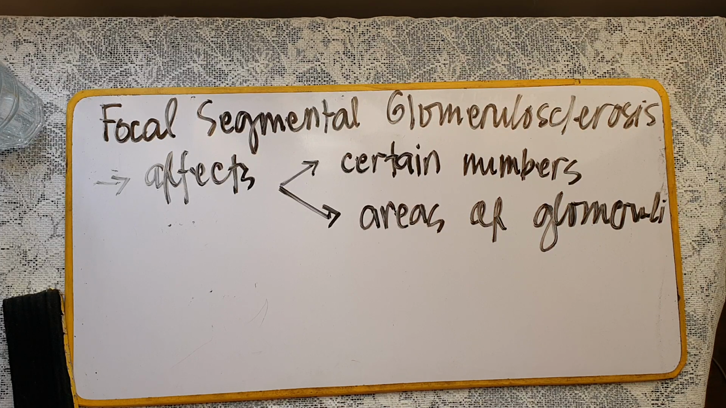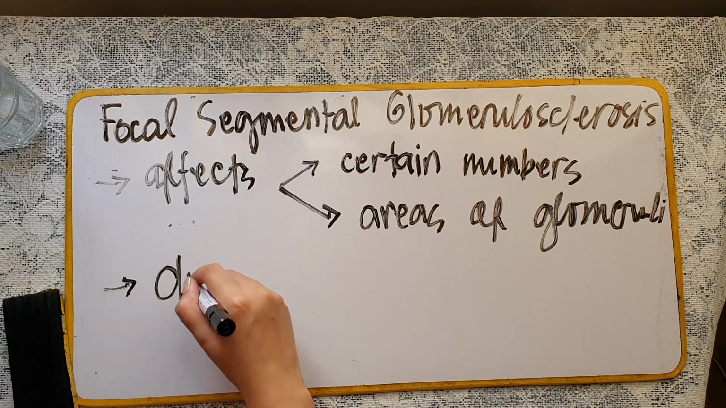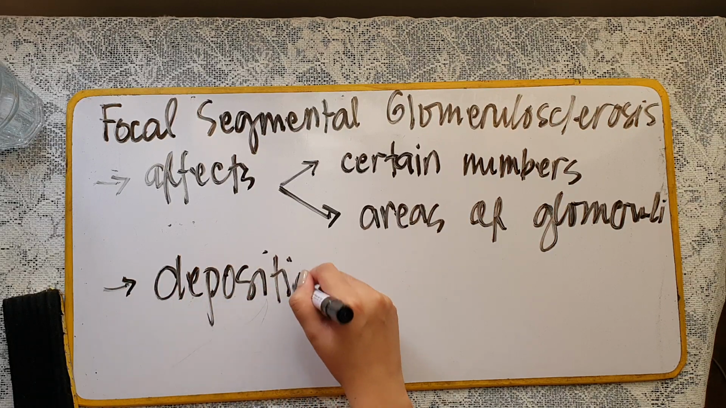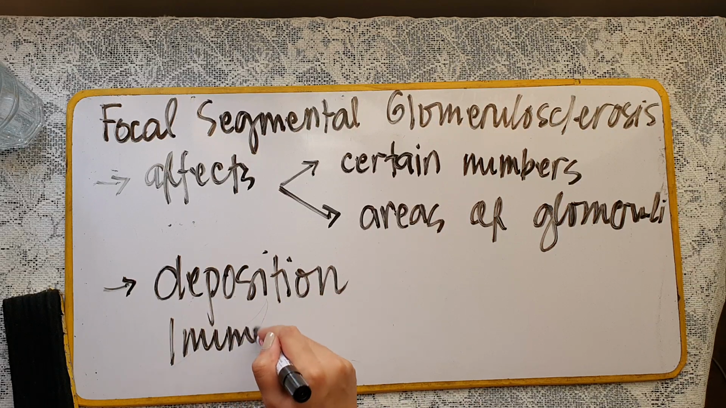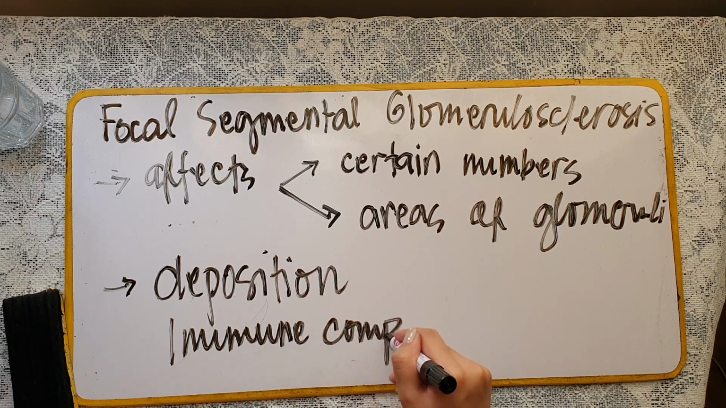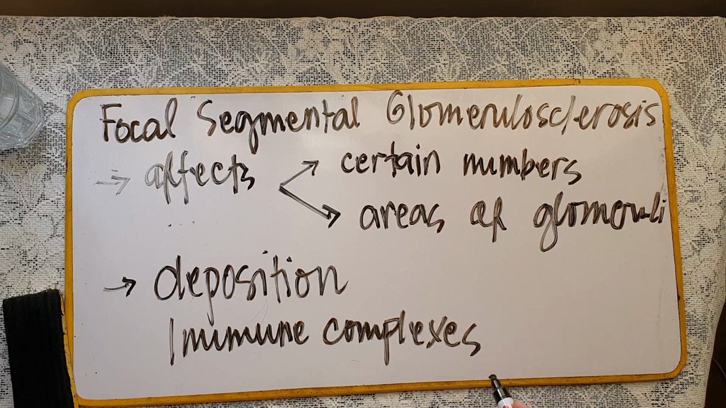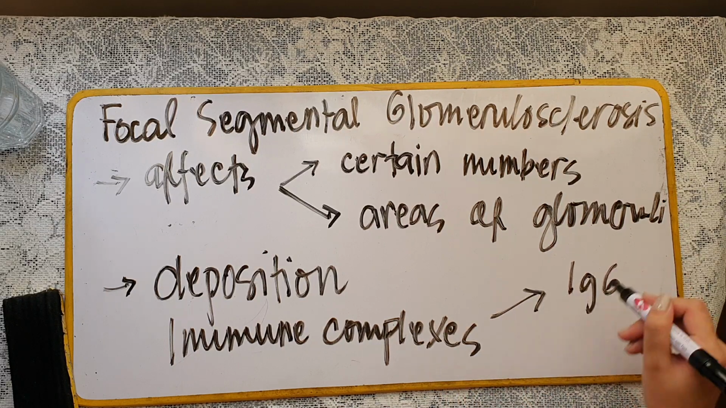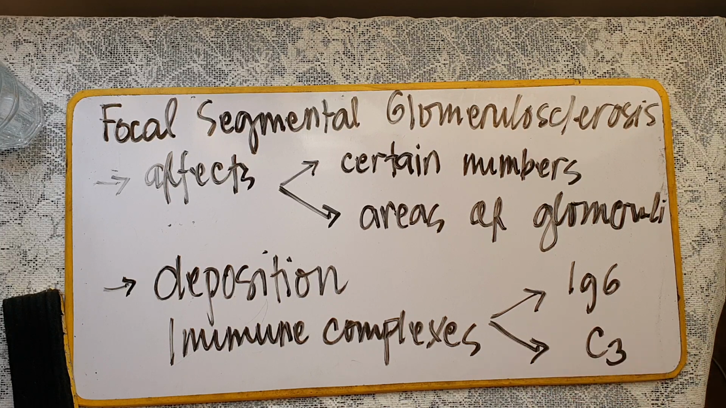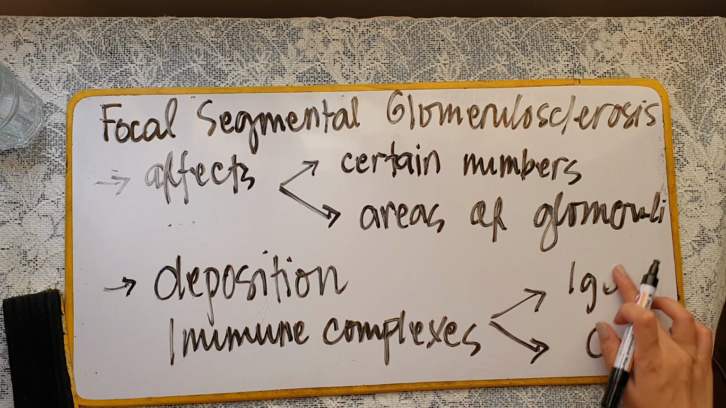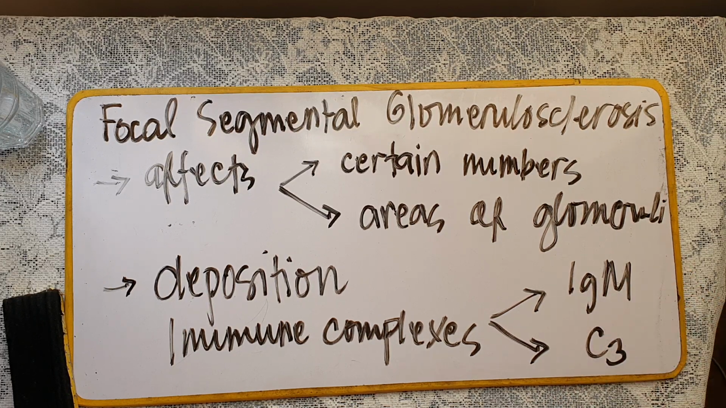Now, the cause of damage is mainly due to the deposition of immune complexes, specifically of the IgG and complement C3 type. The cause of damage is mainly due to the deposition of immune complexes, particularly of the IgM type and complement C3.